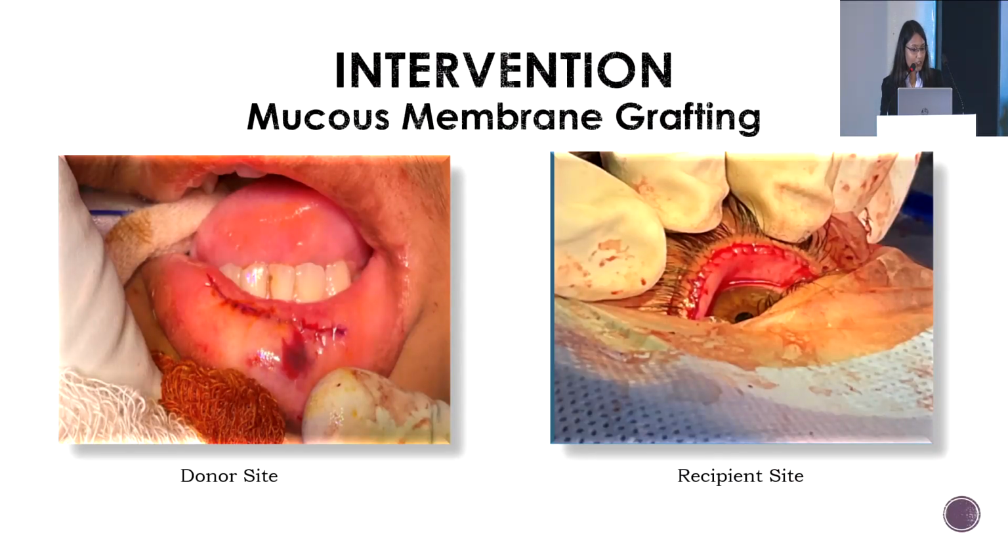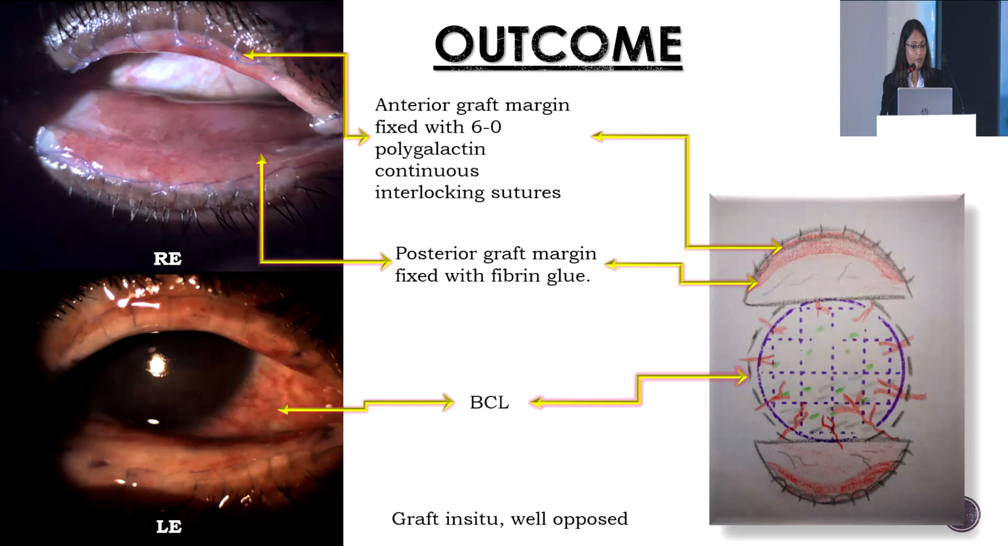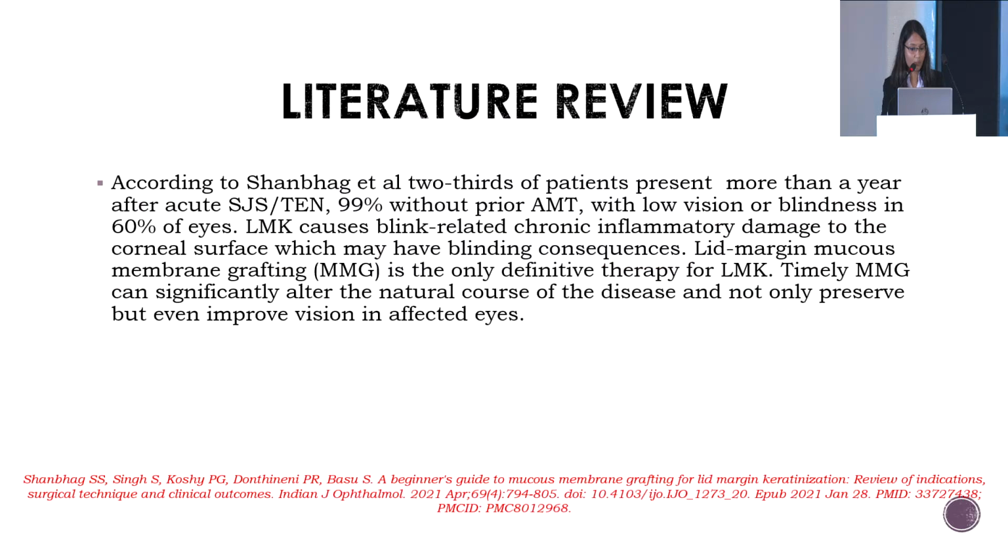The donor site is the lower lip labial mucosa and the recipient site where the mucous membrane was grafted. Post-op day 7, we can see the anterior graft margin which was sutured with 6-0 polyglactin interlocking sutures, and the posterior graft margin was fixed with fibrin glue and BCL was applied. Graft was in situ and well opposed.